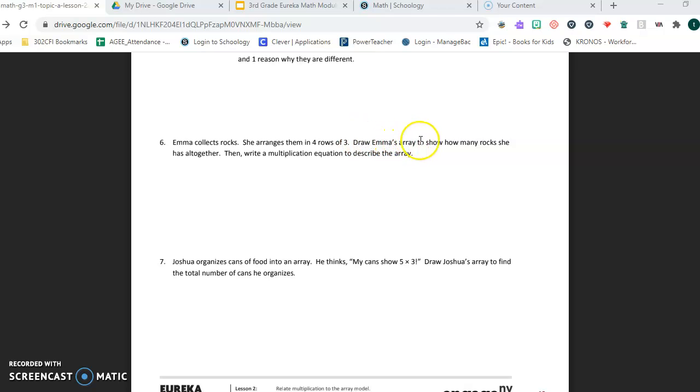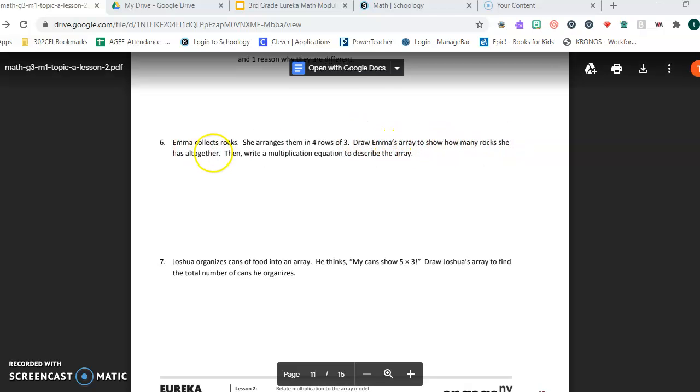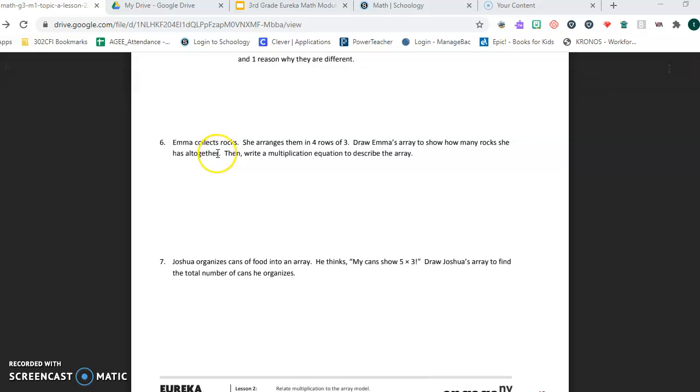Draw Emma's array to show how many rocks she has altogether. Okay, so the altogether here would be the product. Here we have the factors, 4 rows of 3. Rows are just groups of items. And then it asks you to write a multiplication equation to describe the array.